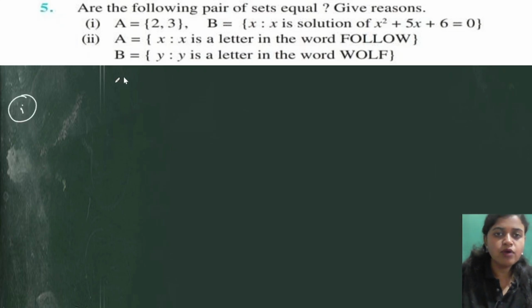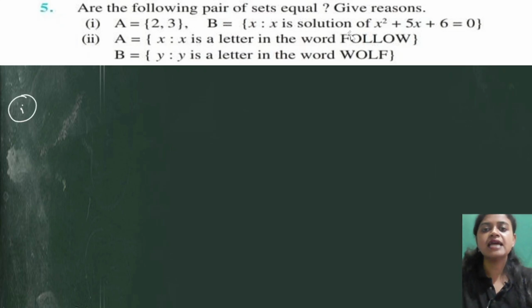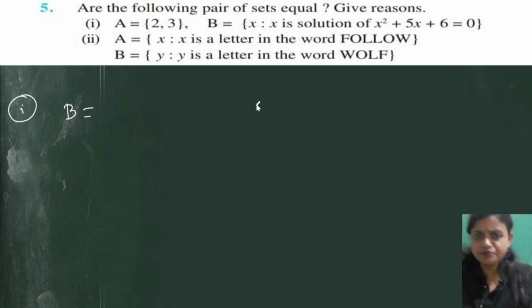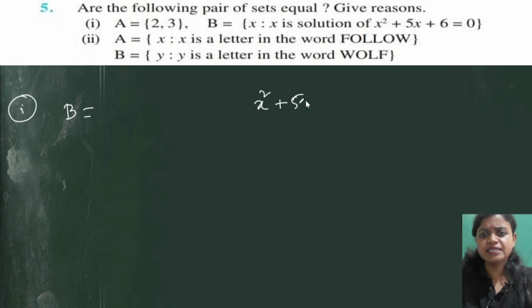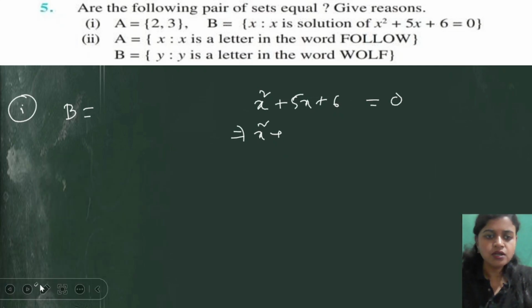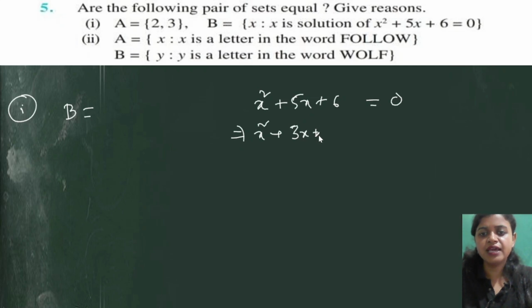In question number 1, the elements of A are 2, 3, and B is the set of x such that x is a solution of x square plus 5x plus 6 equals 0. So we have to find the elements of set B. This is a polynomial, so you have to factorize it, x square plus 5x plus 6. We can write 5x as 3x plus 2x, and then 6 equals 0.